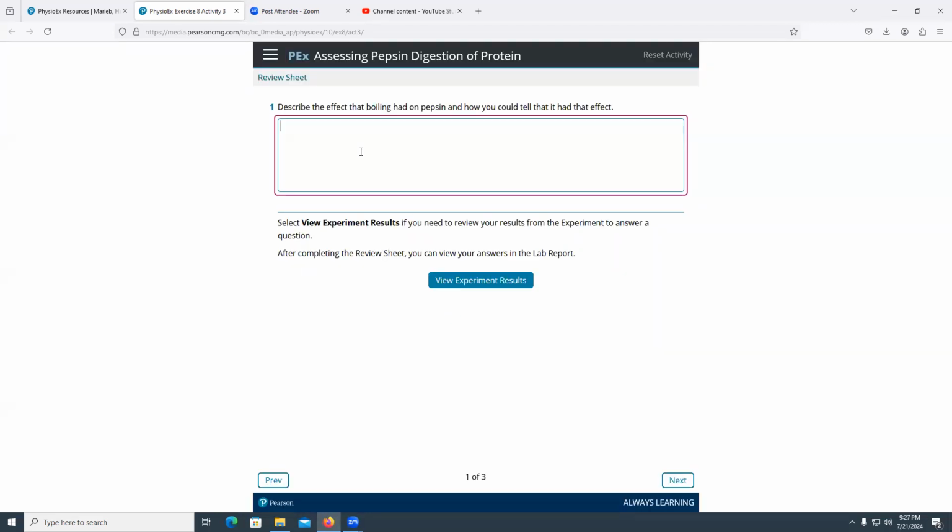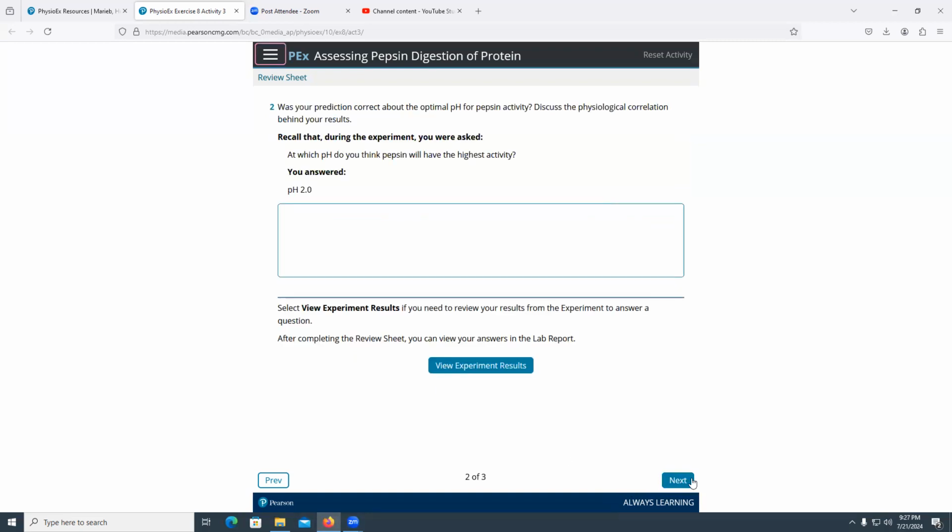Okay, describe the effect that boiling had on pepsin and how you could tell that it had an effect. Well, unfortunately, we did not do the boiling, but what we should see is that boiling will denature the enzyme. We talked about hyperthermia denaturing the proteins and breaking the bonds between the primary, secondary, and tertiary structure of the proteins. Was your prediction correct about the optimal pH for pepsin activity?